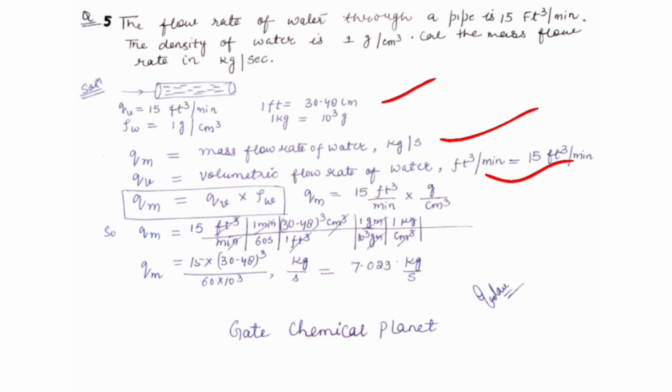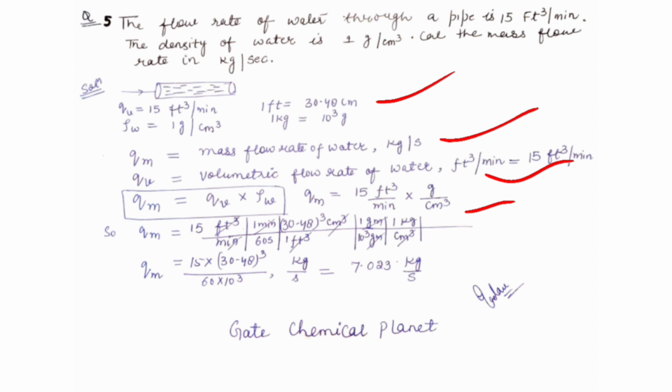Okay, it is already given. It is given 15 feet cube per minute, and the density of water is given in gram per centimeter cube. As we know that 1 feet equals to 30.48 centimeter, and 1 kilogram equals to 10 to the power 3 grams. So now we have formula to calculate the mass flow rate of water. The mass flow rate of water equals to the volumetric flow rate into the density of water. So now we will have QM equals to 15 feet cube per minute into gram per centimeter cube.